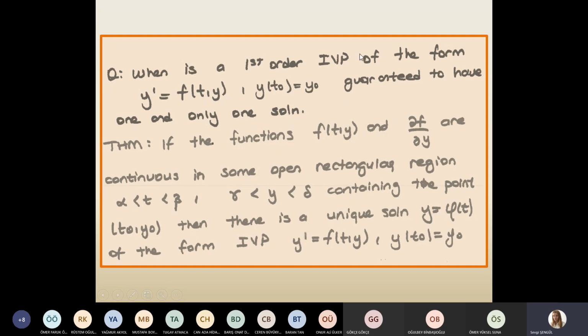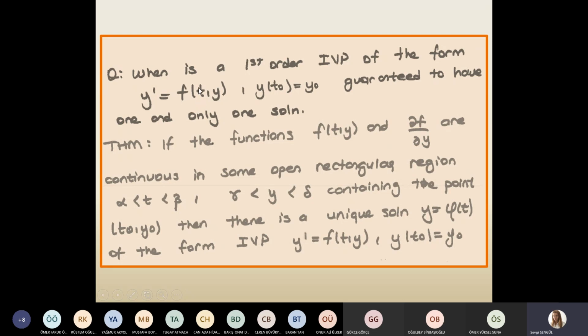So when is a first order initial value problem of this form guaranteed to have one and only one solution? This is the answer. If the function f, which is the right-hand side, with y derivative alone on the left, and the right-hand side is some function that can depend on t and y, and the derivative of f with respect to y are continuous in some open region containing your initial value, then you can make sure that there is a unique solution in that region.